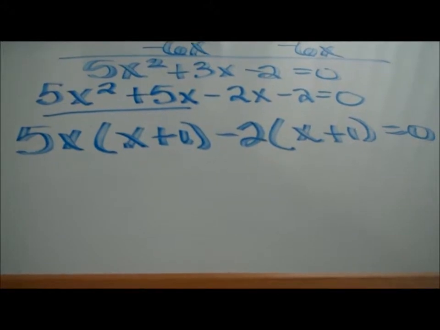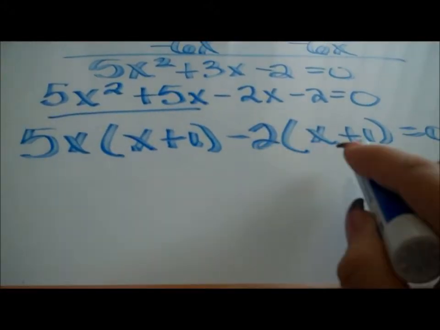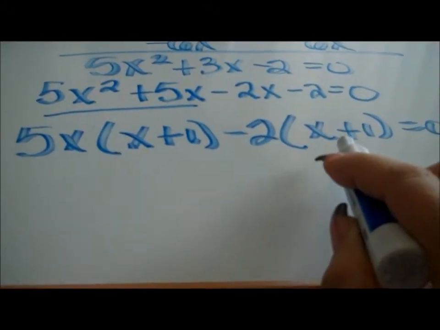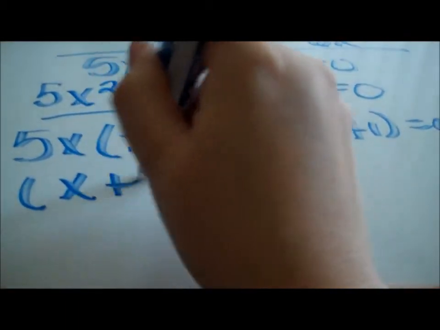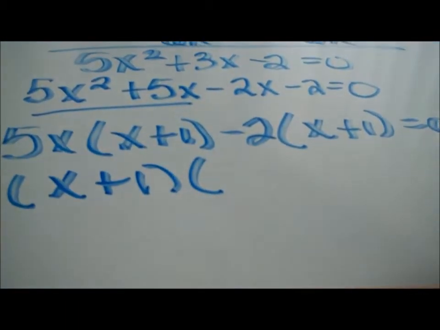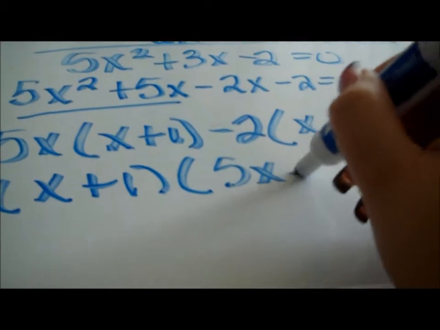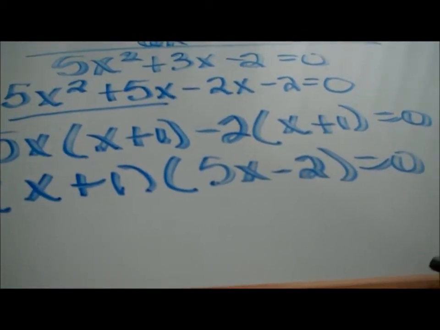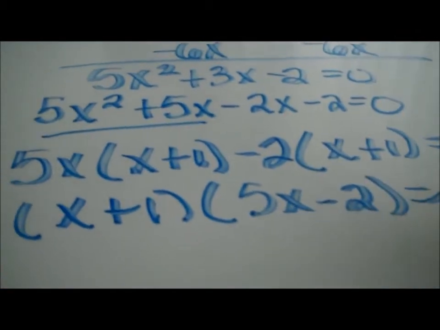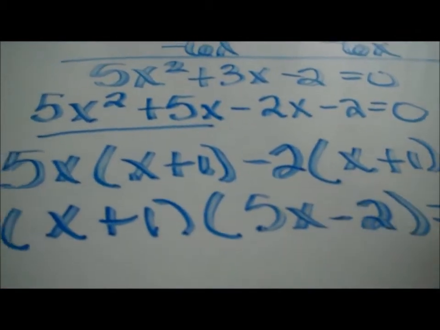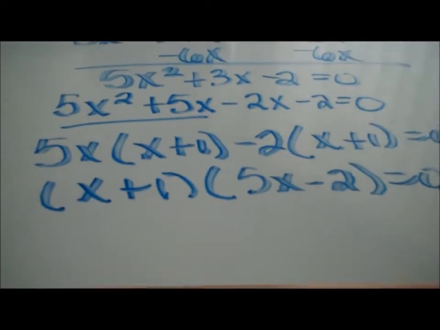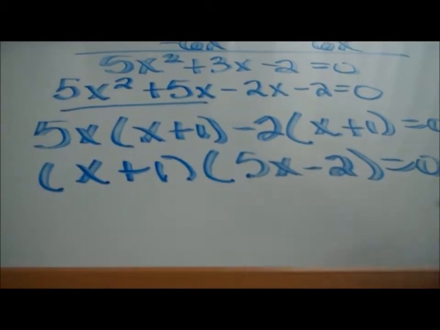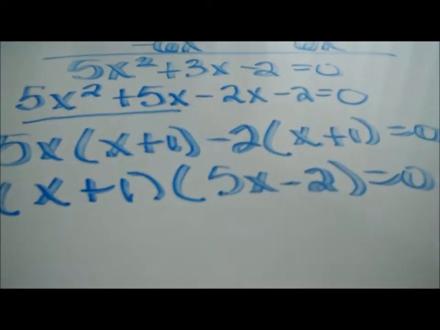Almost there. Notice now that we have our GCF in this case is x plus 1, so we're going to take that x plus 1 and factor it out, and we're left with (x plus 1)(5x minus 2) equals 0. Okay, so now that we have our 2 binomials set equal to 0, we need to set each of these equal to 0 and solve for x.